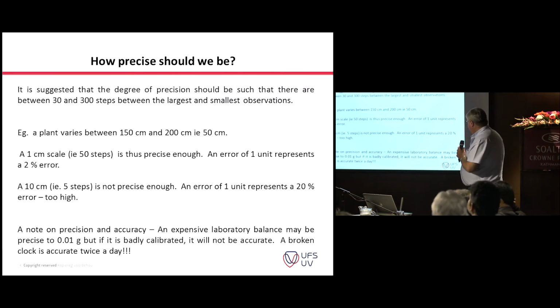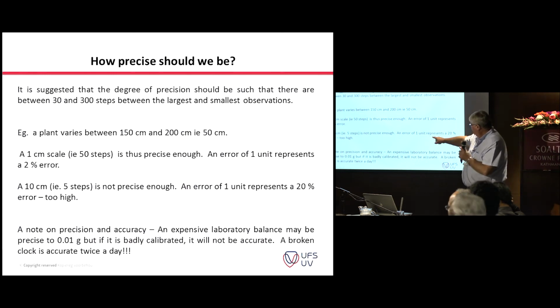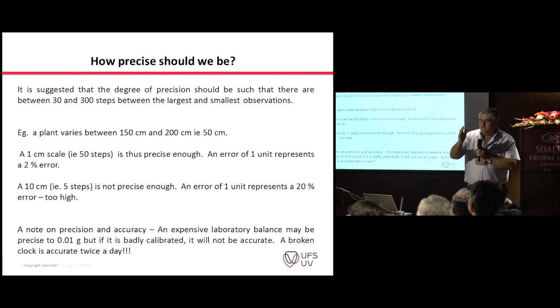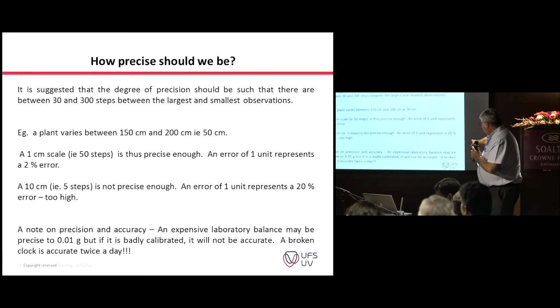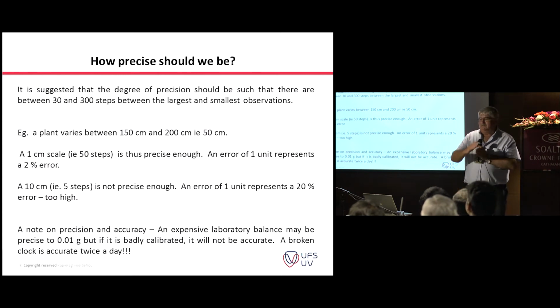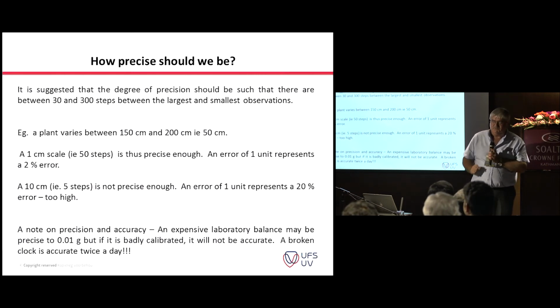A note on precision and accuracy. An expensive laboratory balance may be precise to the second decimal place, but if it's badly calibrated, it won't be accurate. So it will be doing precise measurements but giving you the wrong value. A broken clock is accurate twice a day. Okay? Right. So there's a difference between accuracy and precision.